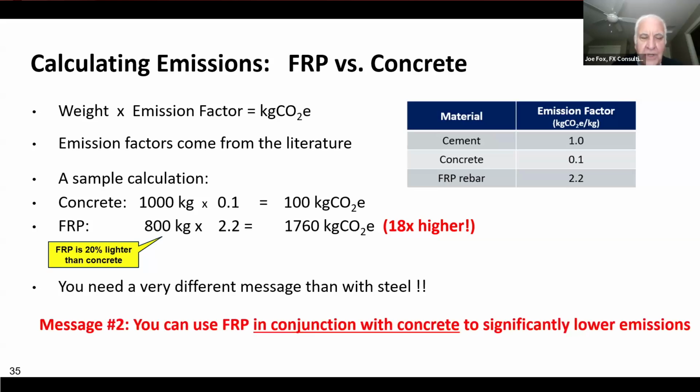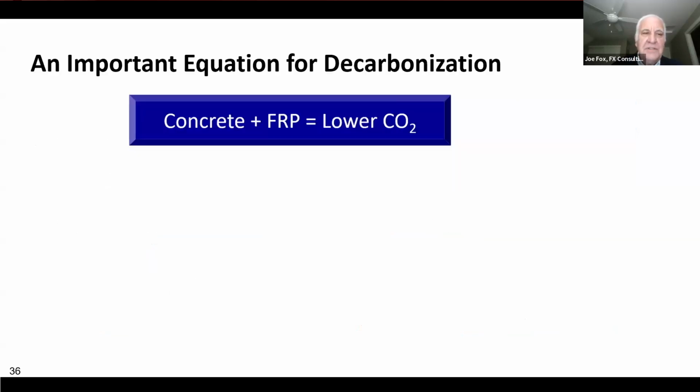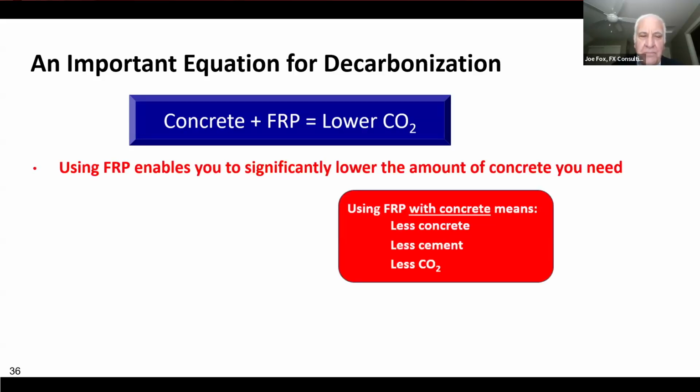And message number 2 is that you can use FRP in conjunction with concrete to significantly lower emissions. I've entitled this slide an important equation for decarbonization. It's not a differential equation. It's a very simple equation. It's that concrete plus FRP is lower CO2. And why is that? Because using FRP enables you to significantly lower the amount of concrete you need. Using FRP with concrete can mean less concrete, which means less cement, which means less CO2.